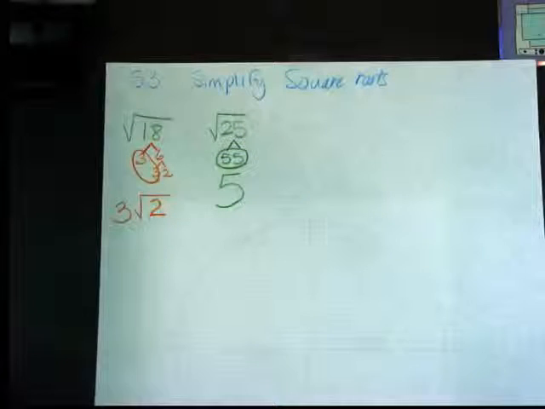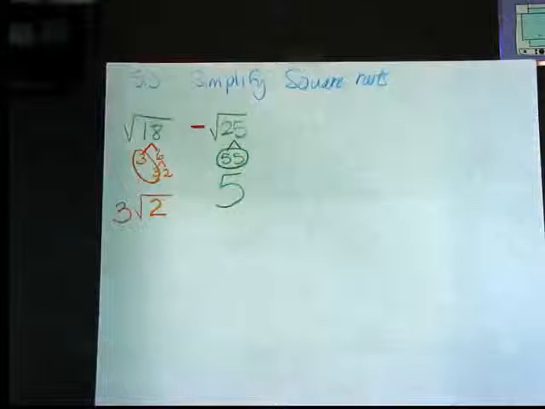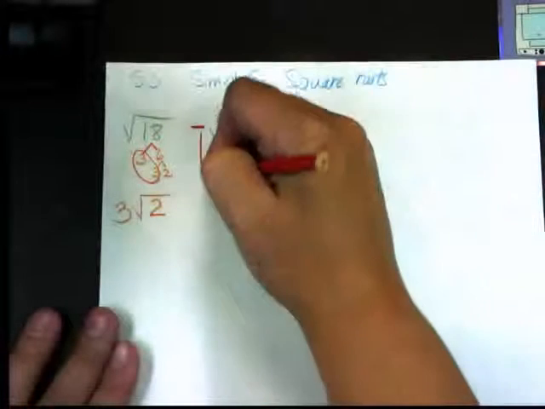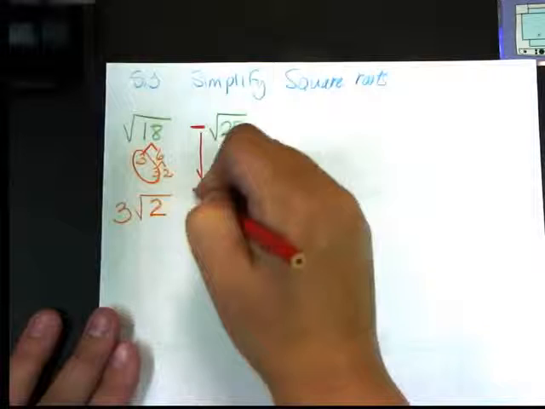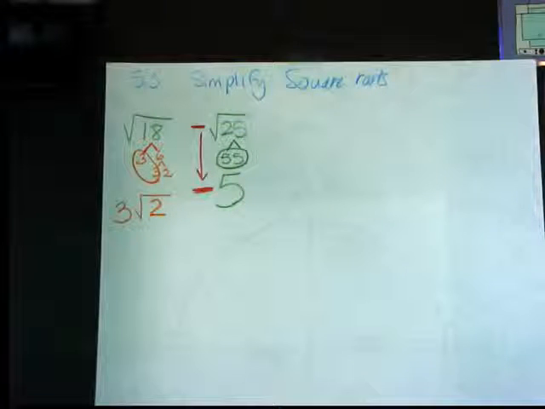All right. If I throw a negative in front of a radical, and we'll talk about in the next day or two what happens when a negative is underneath. But if I throw a negative in front of a radical, that negative just stays so that my solution is negative.